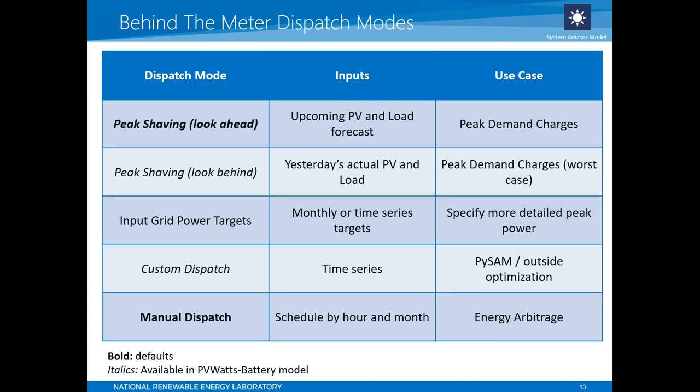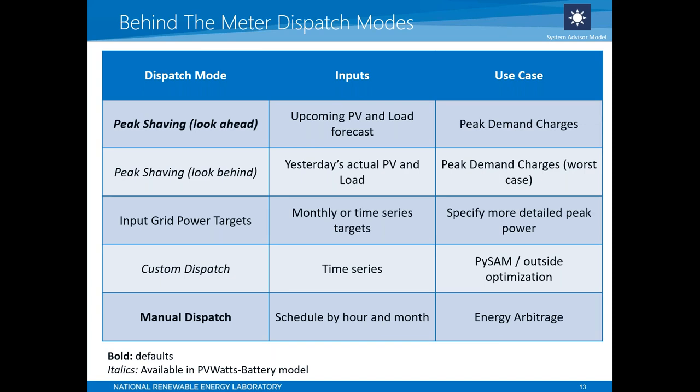The forecast that's provided to the peak shaving algorithm is the same as what's actually experienced by the system for the next 24 hours. So to account for that, we also provide peak shaving look behind, which is the same algorithm, but it uses yesterday's actual PV and load as a forecast. So that provides a more conservative option to get sort of a worst case estimate with a less accurate forecast.